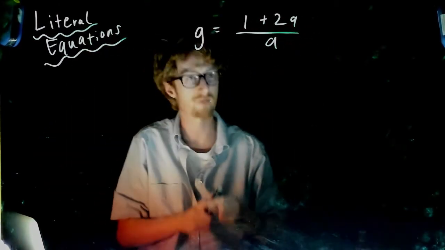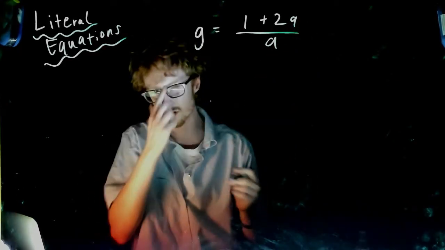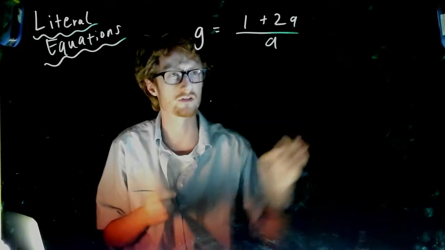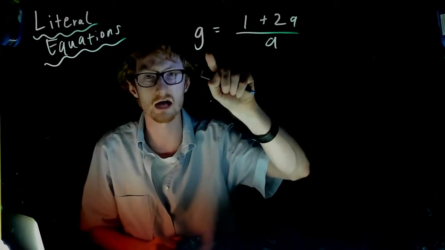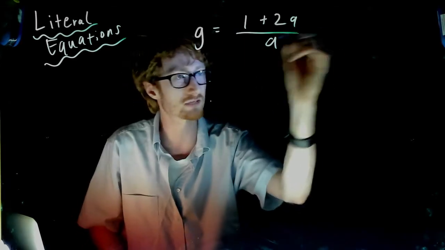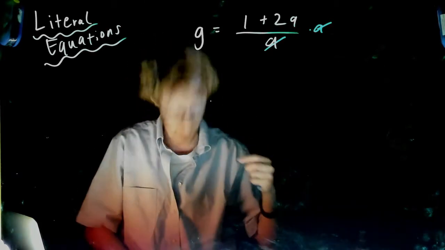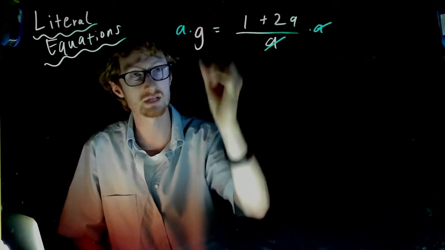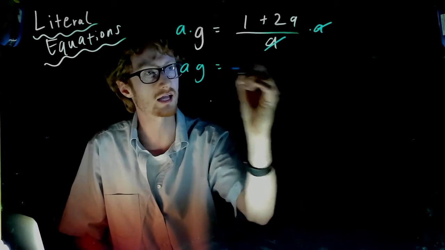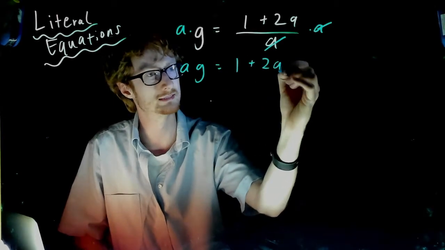And let's say we're trying to get the a by itself. This is awkward because you have 2 a's. You got an a there and an a there. So let's just kind of work our way around this. Obviously this probably is going to have more stuff to it. So let's get rid of this a first by multiplying by a. Because remember, when something's being divided, to get rid of division, you just multiply. So it becomes ag or ga equals 1 plus 2a.